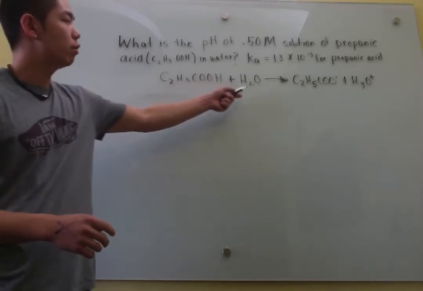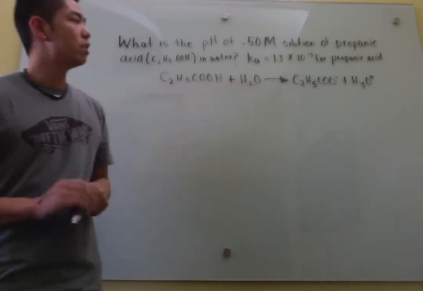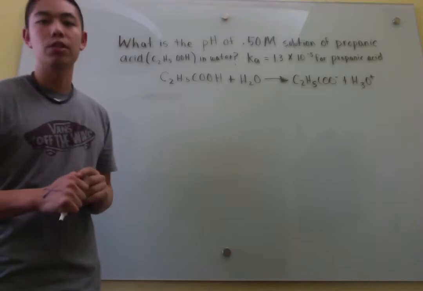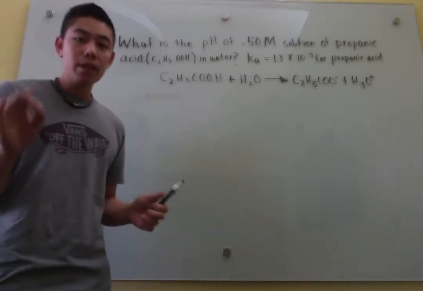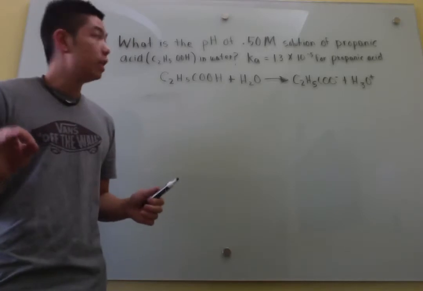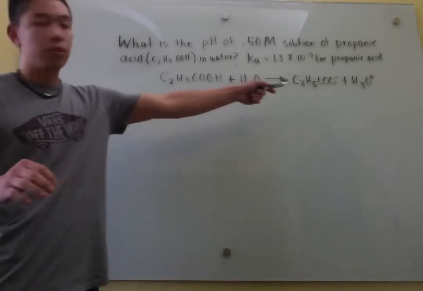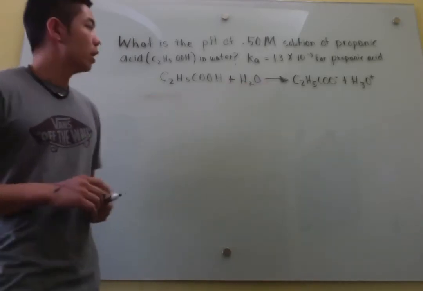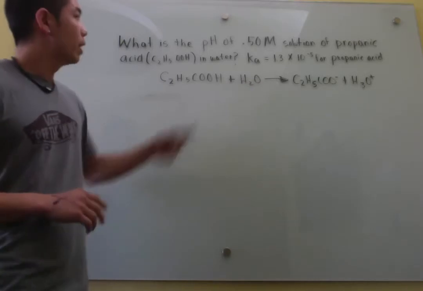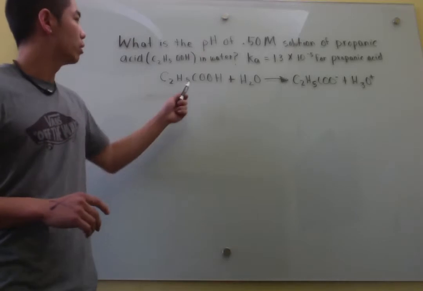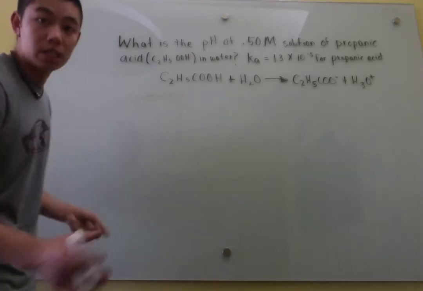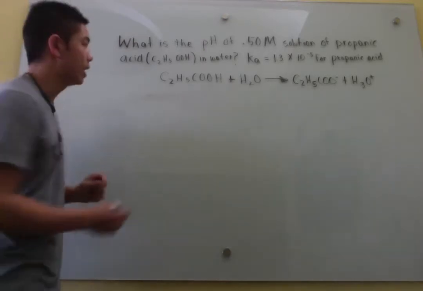C2H5COOH plus H2O is going to give us C2H5COO minus plus H3O plus. And we know that the pH is going to be determined by the H3O plus concentration, and so that's what we're going to want to solve for. And we're given the initial 0.50 molarity solution of propanoic acid. And so what we're going to want to do is set up an ICE table.